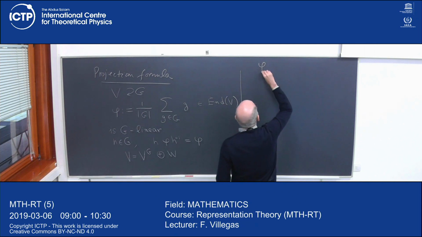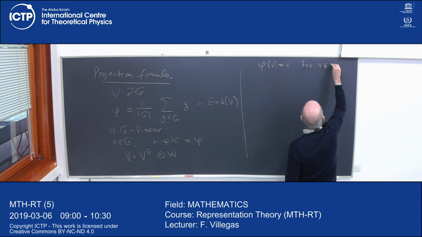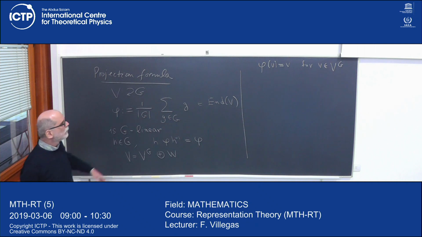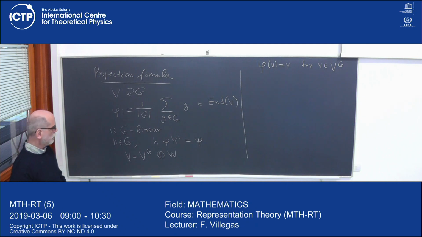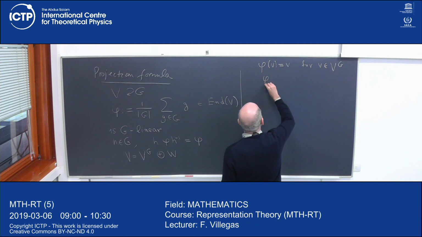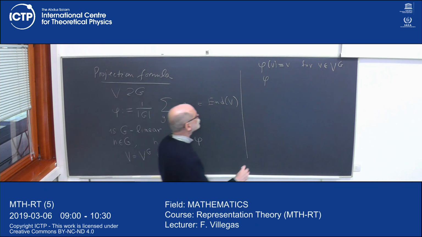And phi on vectors that are fixed, because if a vector is fixed, every term in the sum will keep it as it is, and then you add in order of G times the same vector v, so the average is itself. And so phi takes W to W, because this is a composition as representations, and phi is G-linear.